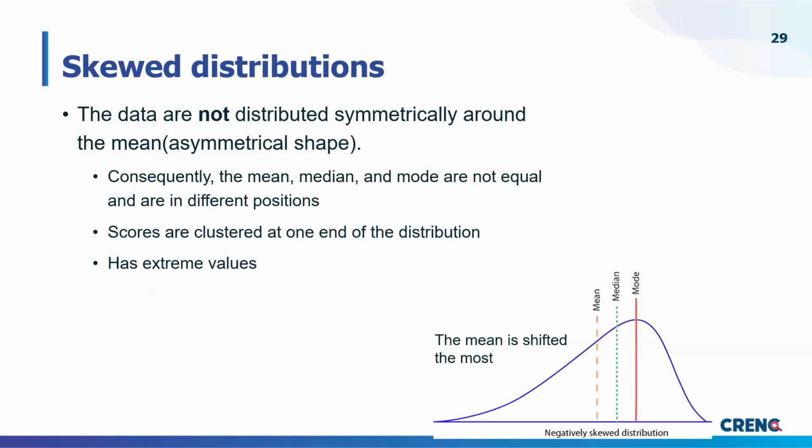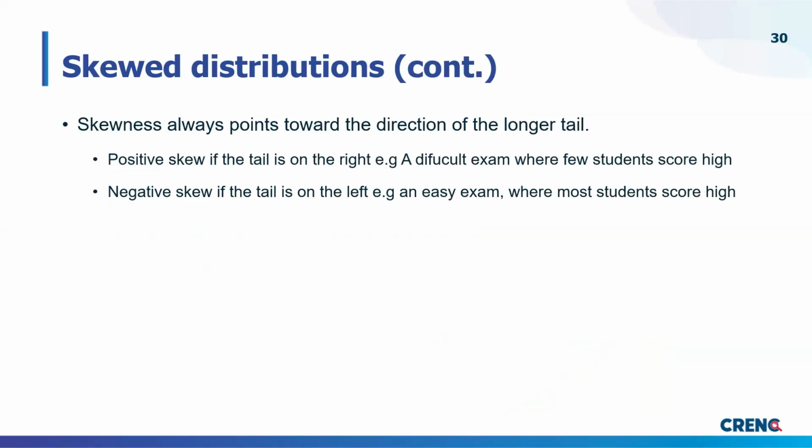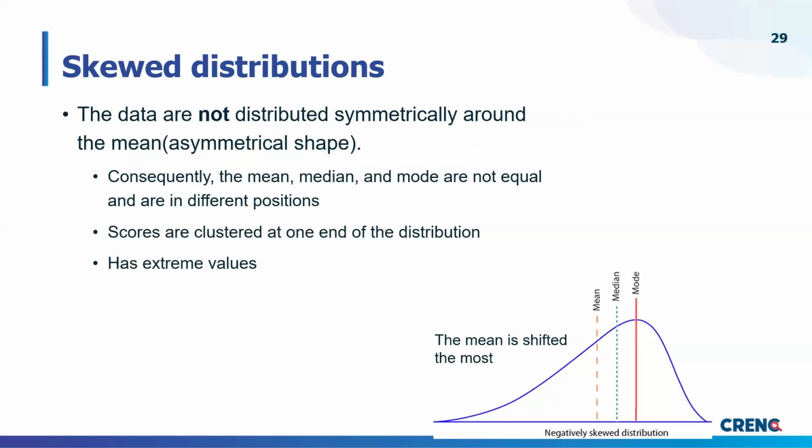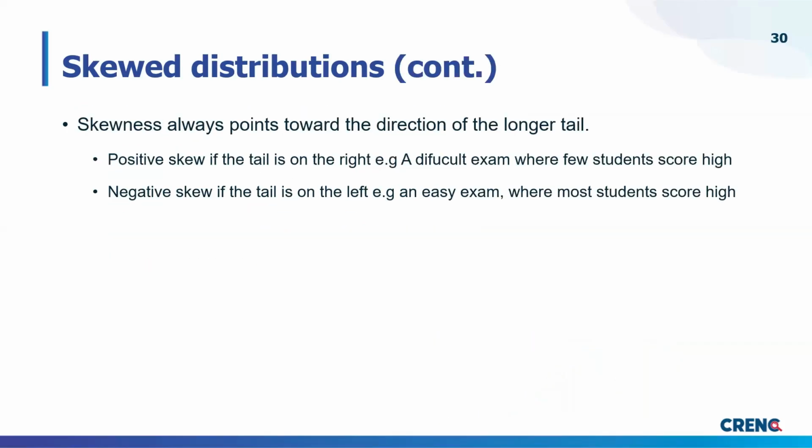So we also have what we call skewed distributions, where the data is not symmetrically distributed, and the shape is asymmetrical. So consequently, the mean, the median, and the mode are not equal. And this has extreme values or outliers. It can be moving towards the right, we say it's right or positively skewed, or it can be moving towards the left or negatively skewed data. So it always, as we said, points towards a particular direction.